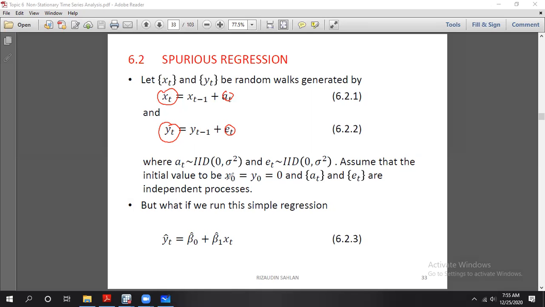Then we assume the initial values x_0 and y_0 are 0, and the series of the errors a_t and e_t are independent processes, so there is no correlation between these errors. For this section, we want to generate two series, x_t and y_t, randomly. After we generate x_t and y_t, let's say we run the regression of y_t on x_t, that's equation 6.2.3.